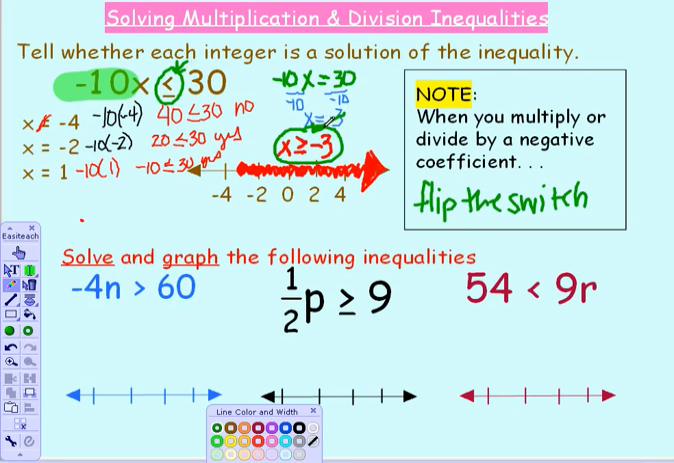Anytime you have a negative number and you're multiplying or dividing, if it's a negative coefficient, that's when that symbol gets switched. That inequality gets reversed. Okay? Let's take a look at the next example.